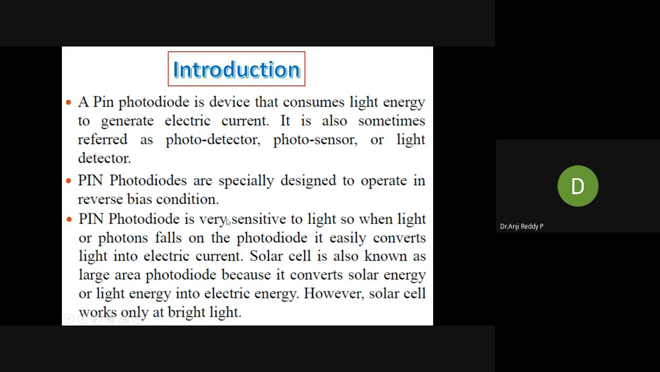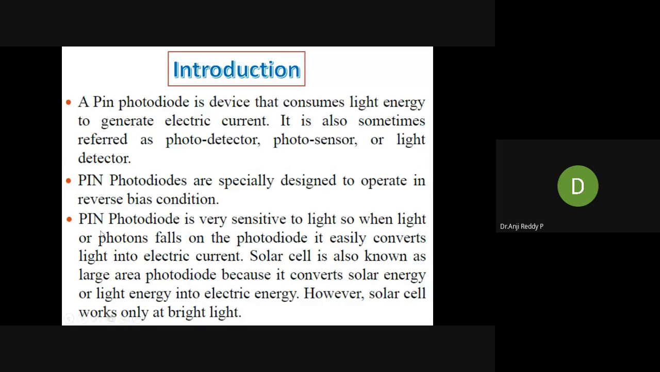PIN photodiode is very sensitive to light, but a solar cell is not that sensitive to light. Remember that. Only when very bright light is incident is it converted into electric energy. In case of solar cells, very bright light must be incident, and then only it is converted into electric energy. That's why we use the light coming from the sun. But a PIN photodiode is not like that. It is very sensitive to light. Even very small light that is incident is converted into electric current.